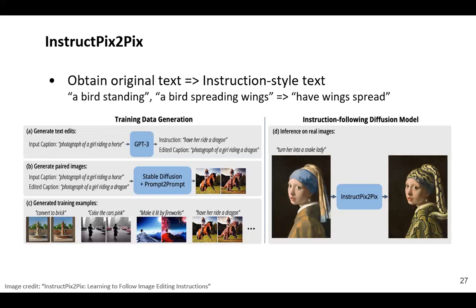So in this paper, the authors show that, starting from one sentence, they can use a large language model to generate the edited caption, basically from bird standing into bird spreading wings, as well as its corresponding instruction, basically having wings spread. And then, using these two sentences, one is used with Stable Diffusion to convert bird standing into an image. And also, as we previously mentioned, there are some methods to edit the generated image, for example, prompt-to-prompt, and we can use the generated image as well as the paired edited caption to get a pair of samples, basically the bird standing and bird spreading wings, as well as the corresponding text instruction, so that we can train an image-to-image model that can understand instruction-style text editing instructions.